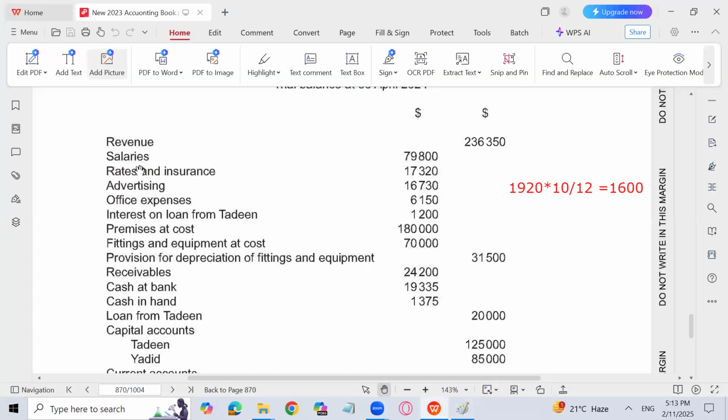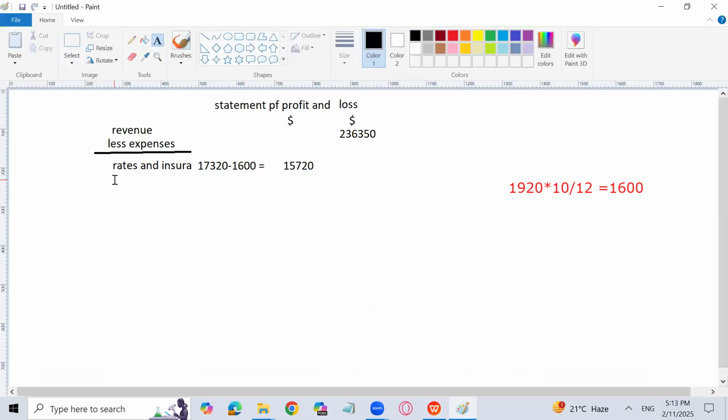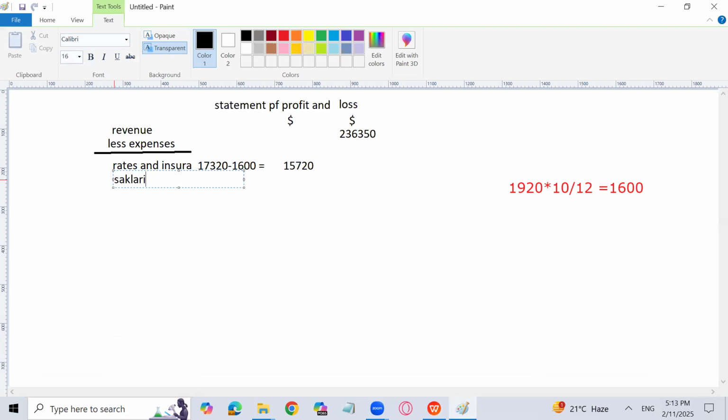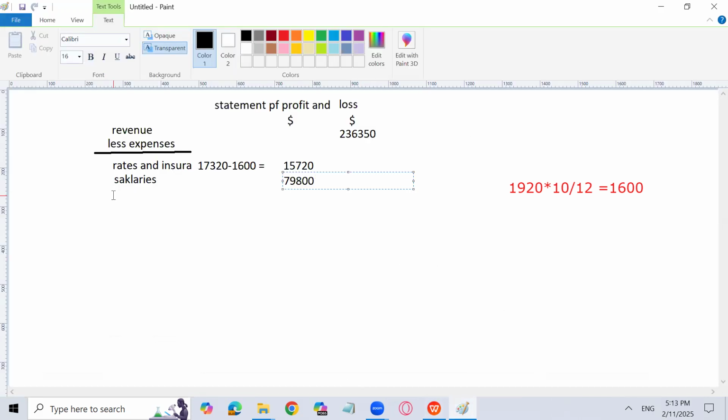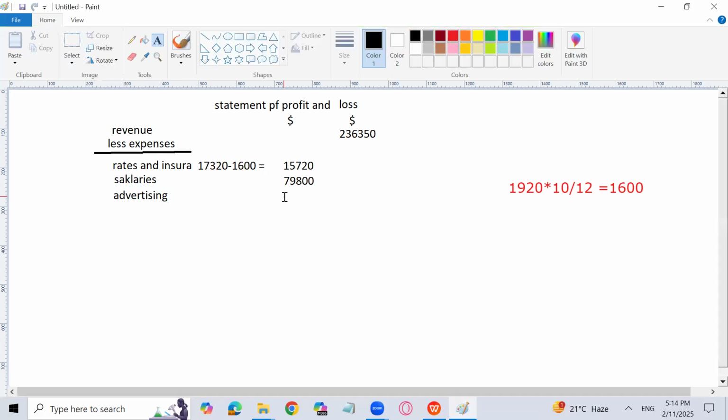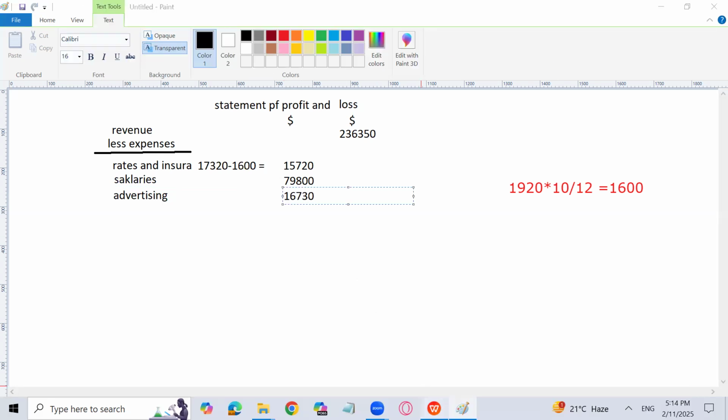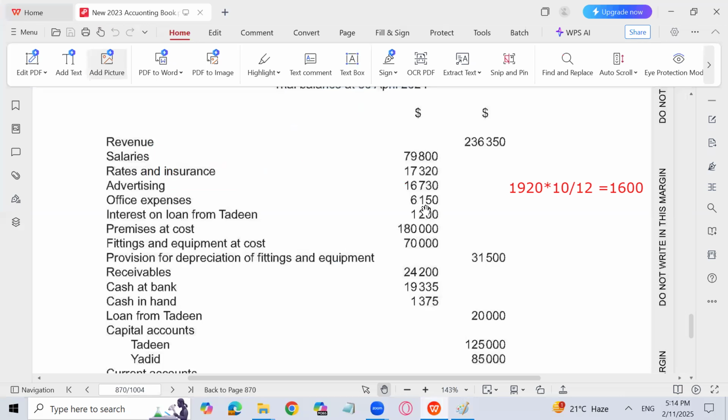That's it. Next expense is salaries, sorry. Salaries 79,800. This is not the salary given to the partner. This is the salaries for the employees who have been working in the partnership business. Then advertising 16730. I will write here advertising 16730. Okay.